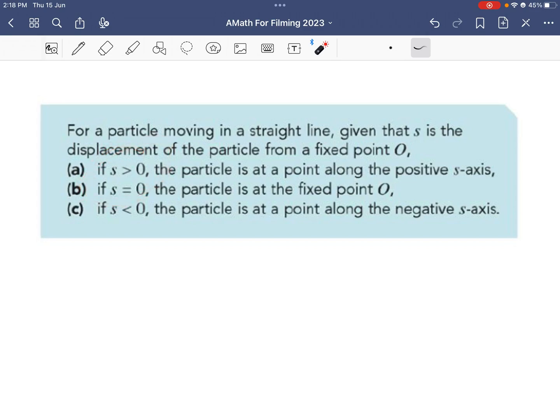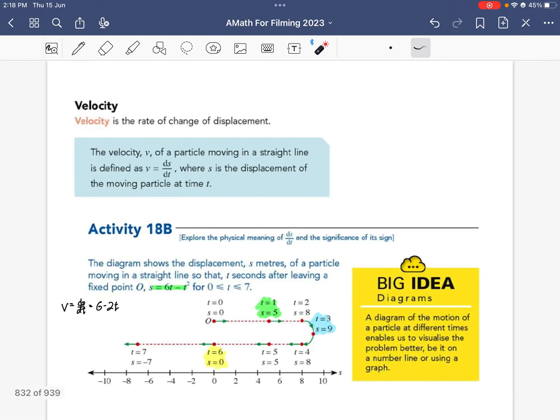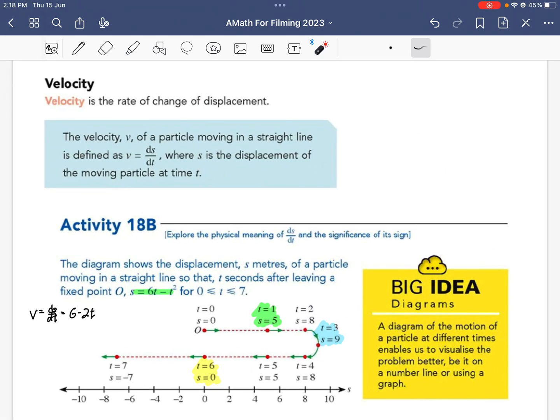So now if the displacement s is positive, it has moved along the positive x-axis. If s equals 0, it is at the starting point O. If s is less than 0, it is a point on the negative x-axis. Like what I said, it has moved in the other direction.